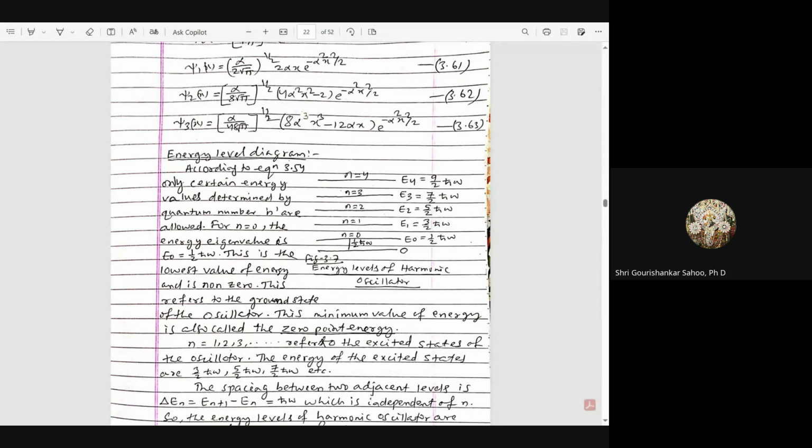And you see, for n is equal to 0, the energy eigenvalue is half h cross omega. It is the lowest value of energy and is non-zero. This refers to the ground state of the oscillator, and this minimum value of energy is called zero-point energy. And for n is equal to 1, 2, 3, so on and so forth, those are the excited states of the oscillator. The energies of the excited states are 3 by 2 h cross omega, 5 by 2 h cross omega, 7 by 2 h cross omega, so on and so forth.